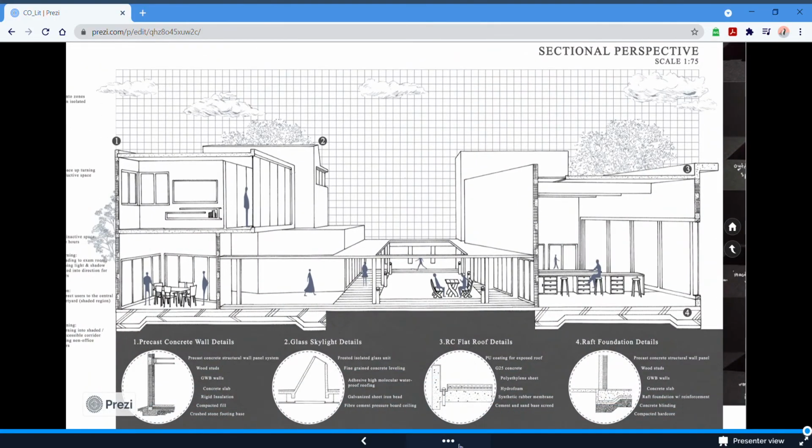And in this sectional perspective is where different activities held in public or private spaces can be seen, and also the construction details of my building, like the skylight from the isolated workspace over here, and the main wall material throughout the building, which is the precast concrete wall. The details will be here, and the RC flat roof details.